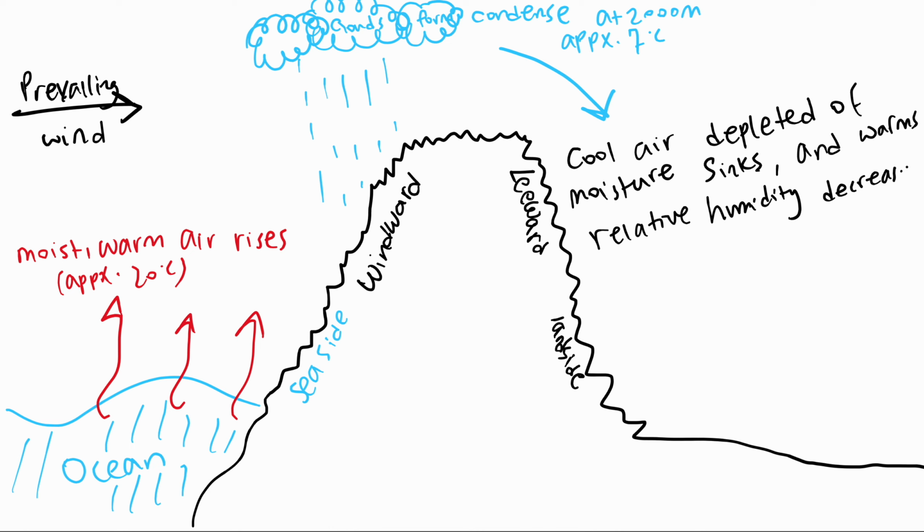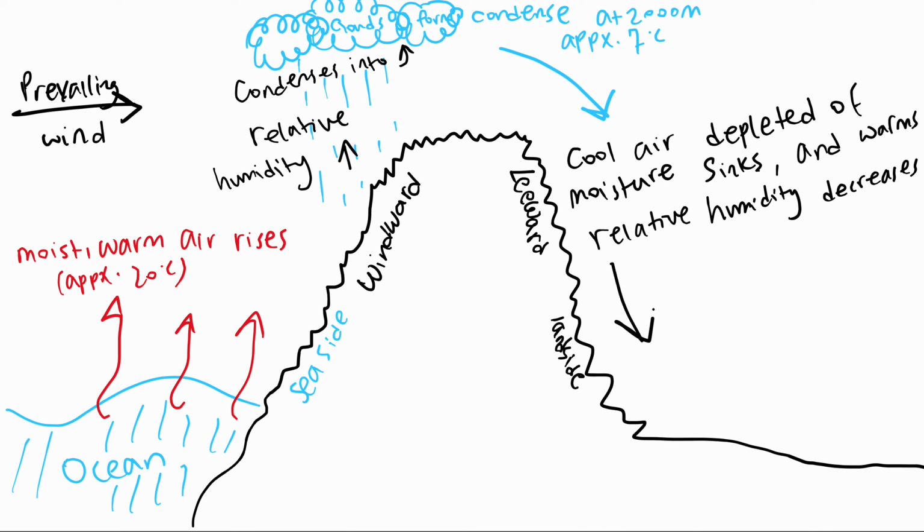You might think I'm going really slowly, but if you go slow, it helps you to understand. I recommend drawing out this diagram too in your notebooks. The moisture condenses. So over here, relative humidity increases because all this water is evaporated. It's going to be really humid, right? And it condenses into clouds. And then this cool air, once it's rained, is depleted of moisture, it's going to sink, and warm up as well, and relative humidity decreases.